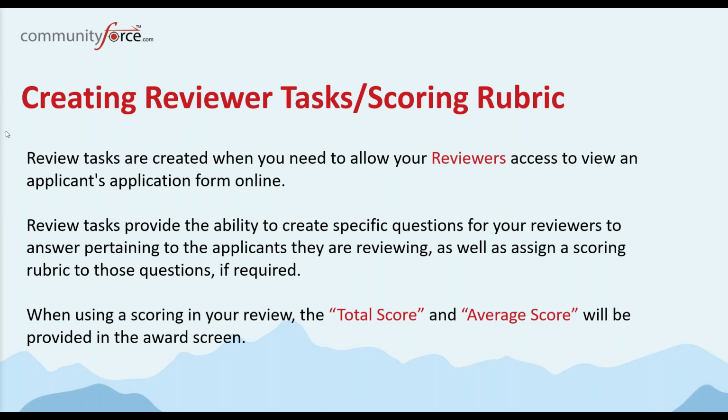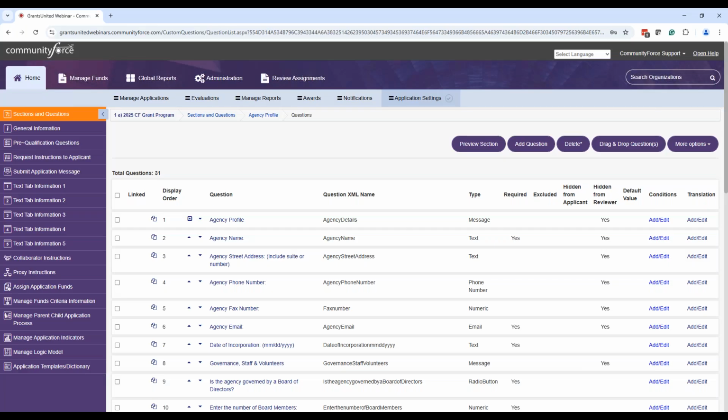So even if that's all they're getting is application forms to view, you still have to create a task with just one question. Did you review this applicant? Yes or no? Very simple. So let's go to the site so you can see where you do that and some nice helpful tips on creating task cards. So again, let me just go back here so you can get the trail.